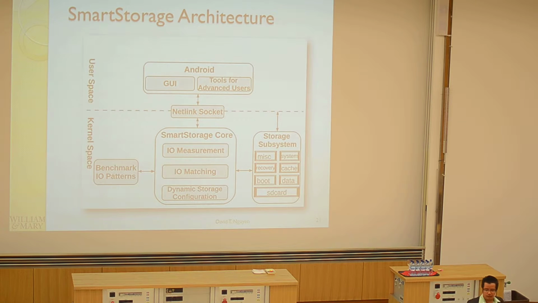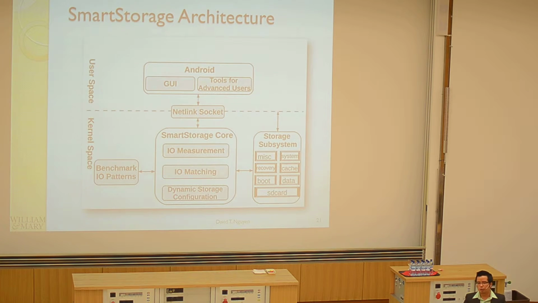This is the smart storage architecture. You can see that there is user space and kernel space. The user space communicates with the kernel space through the netlink socket. However, smart storage is a background service, so no interaction with users is required. This is just for advanced and interested users. The main meat lies in the kernel space.